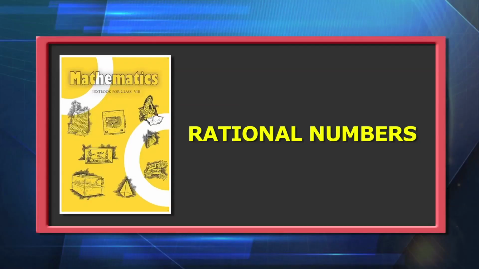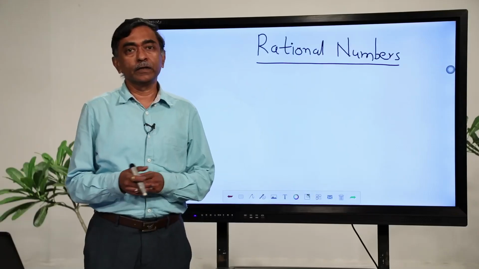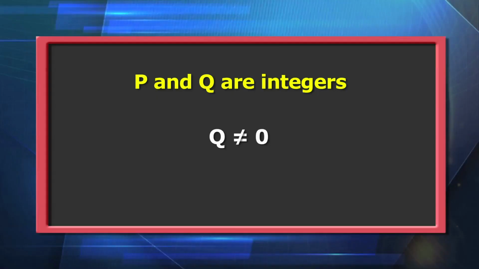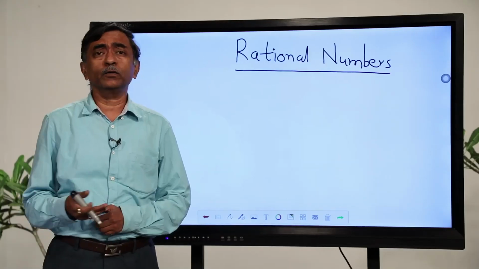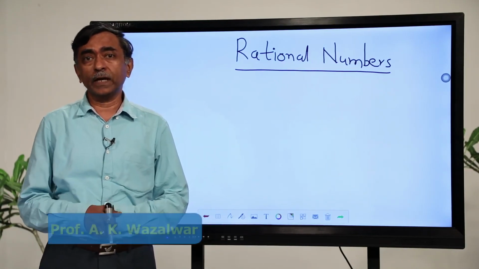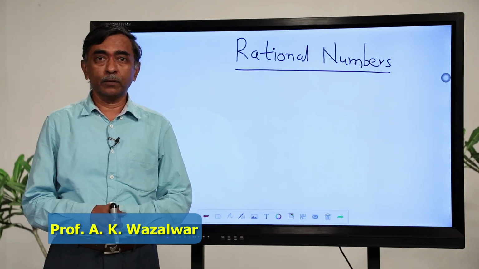We were discussing rational numbers, and we had introduced that a rational number is a number of the form p by q, where p and q are integers and q is not equal to 0. We had seen some problems also, and I expect that you can try some more problems based on that, so that will deepen your understanding of the concept of rational numbers.